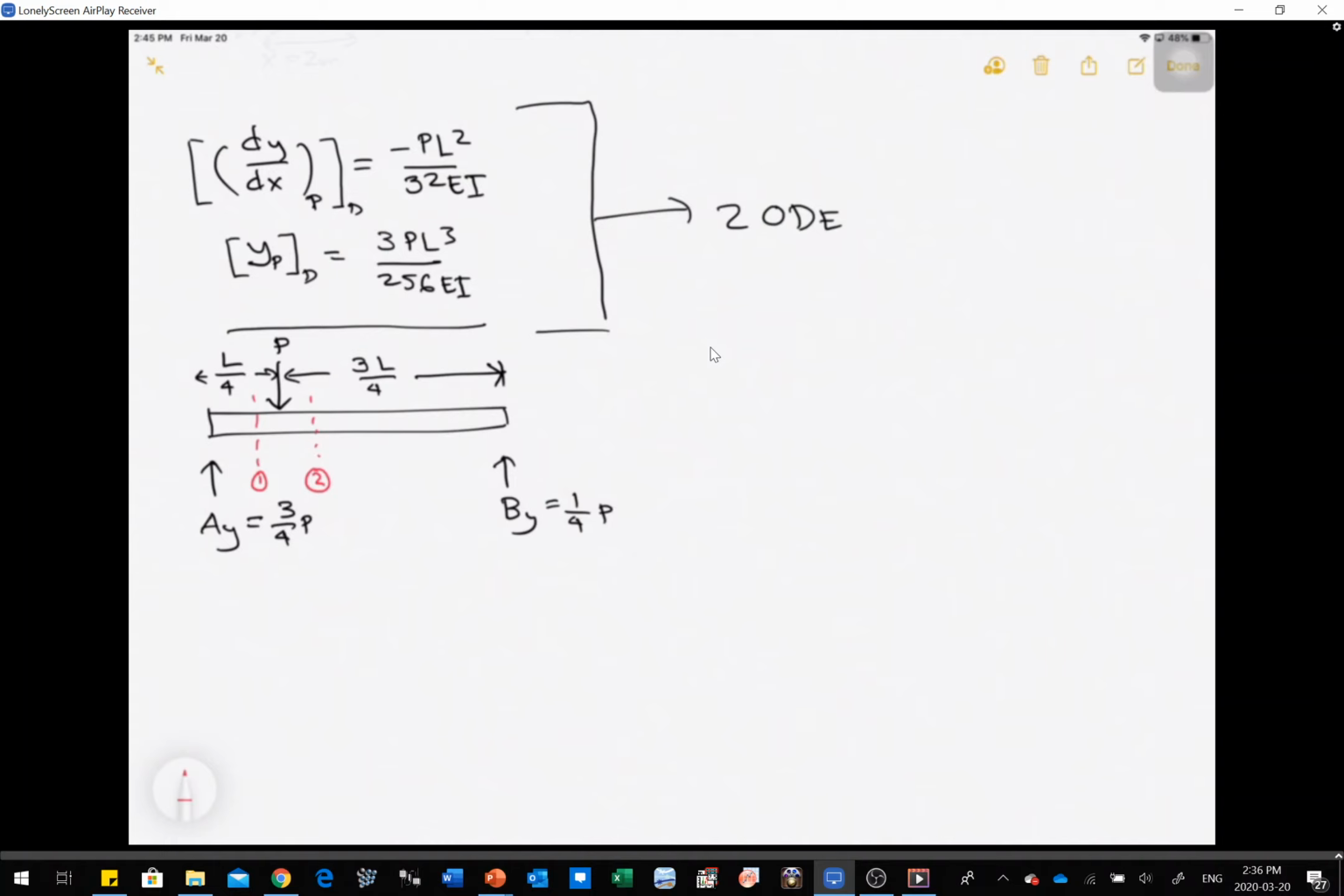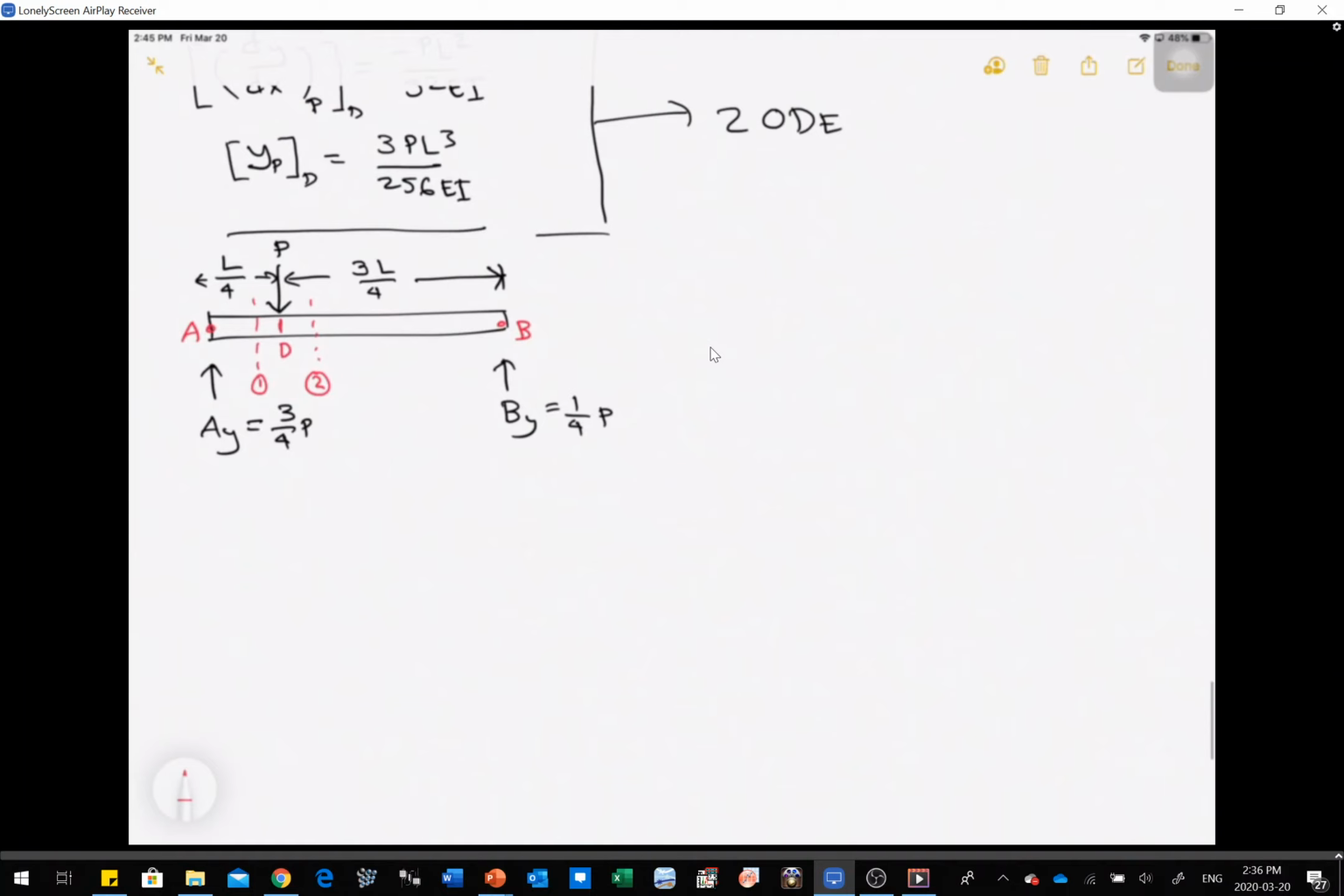Now, in order to solve this problem using second order differential equation, first let's divide our beam. So this is point A, that's B for sure, and then let's call this point D because we are asked to calculate at point D. Now the first section would be from A to D. So that's from A to D, and we can assume section 1.